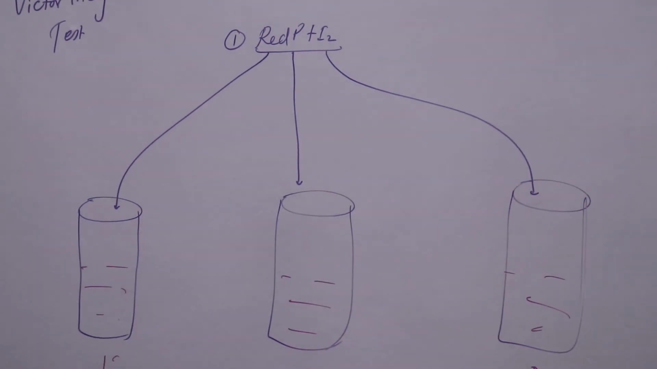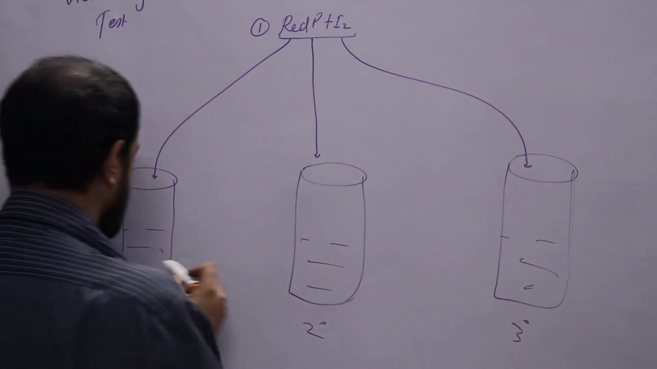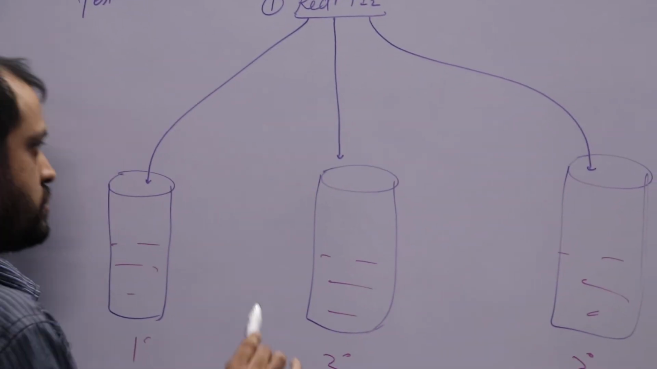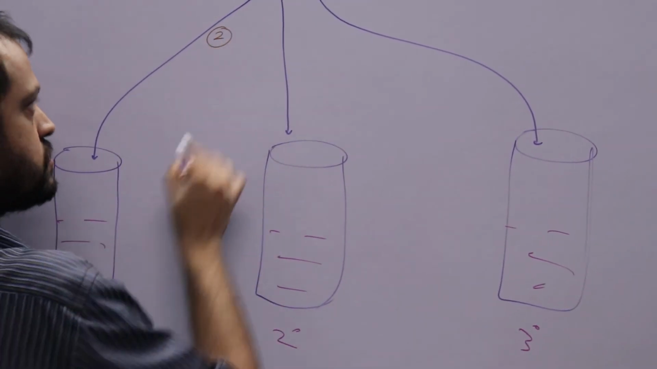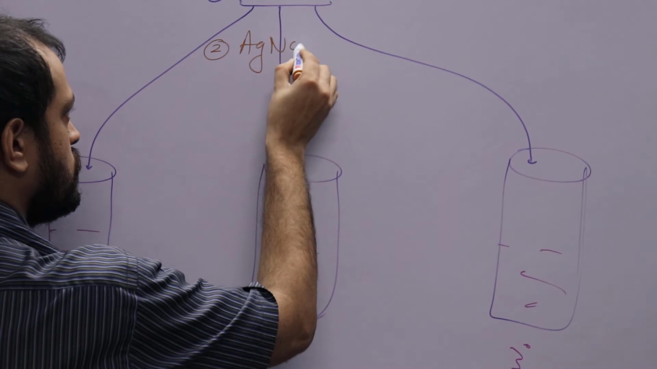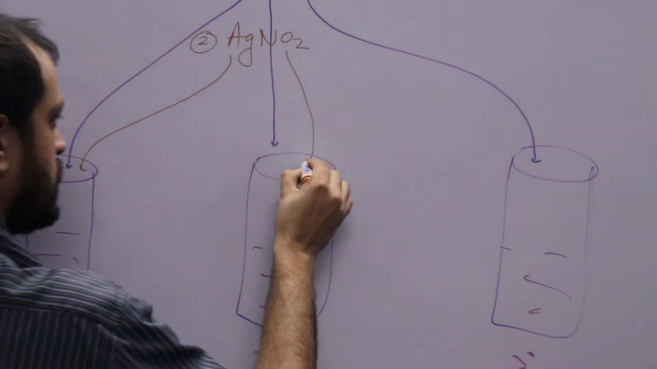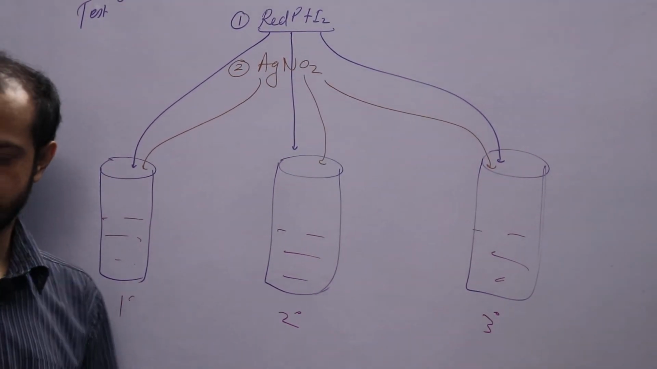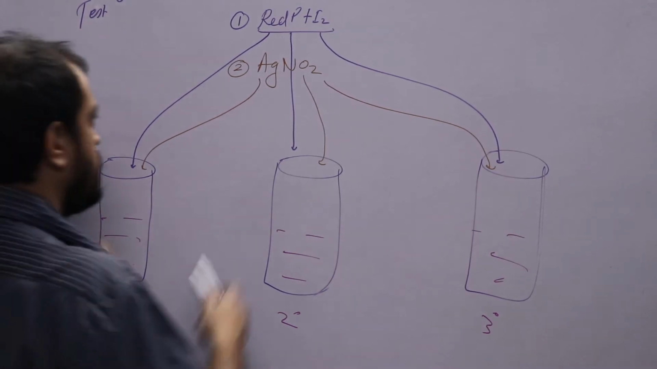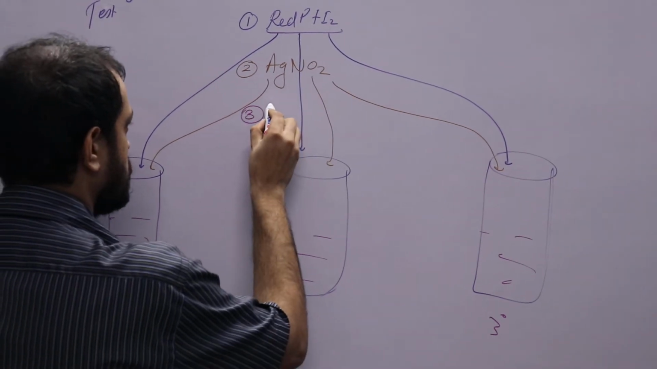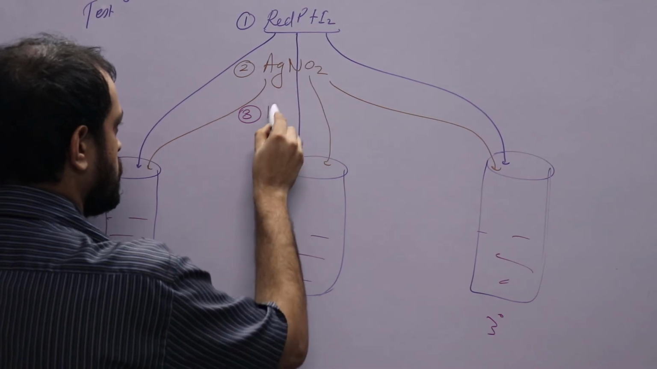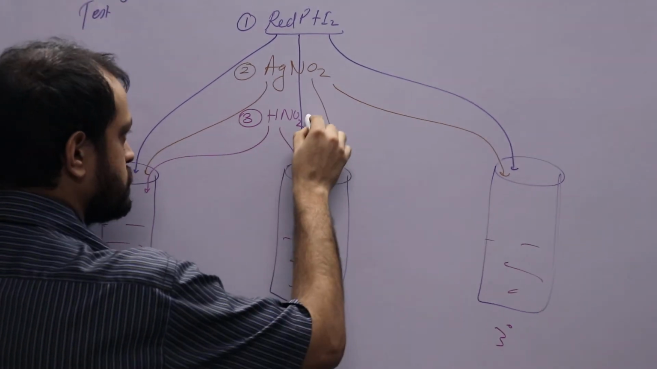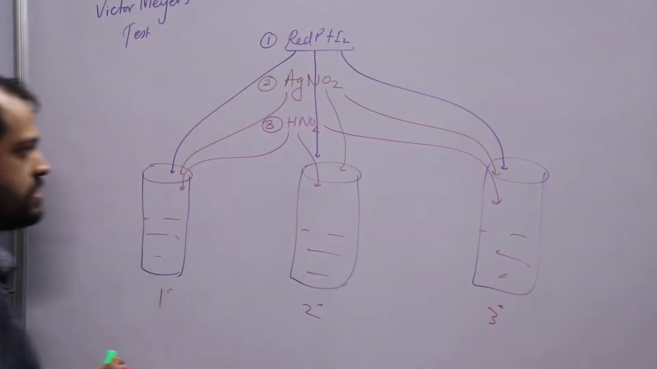Now these solutions contain red phosphorus, iodine and alcohol. Now listen. The second thing we will add is silver nitrate, AgNO2. Then we will add the third thing, HNO2, nitrous acid. So these three things are now added.